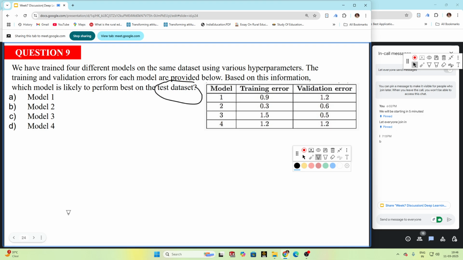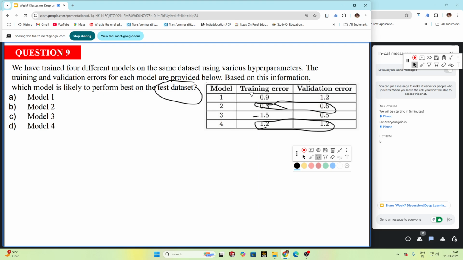Model 4. Okay, model 2. Yeah, I think model 2 is more accurate, right? Because for model 4, the training and test error are both very high. For model 2, the training and test error are low. Model 3 test error is less, but training error is more, so that means it is underfit.